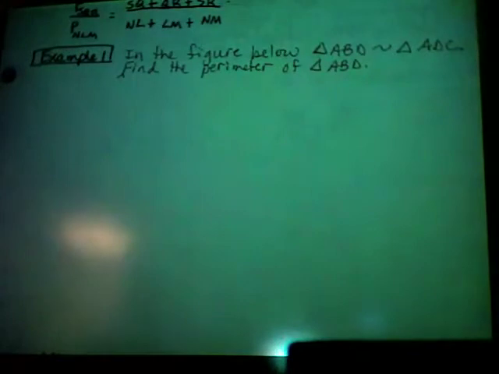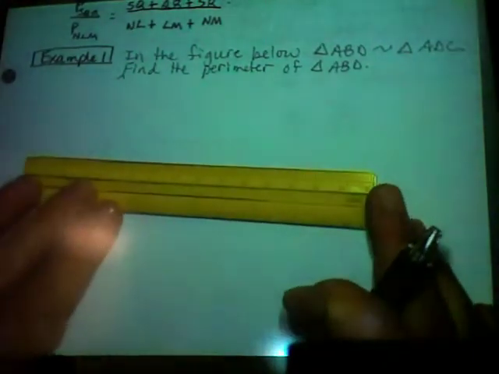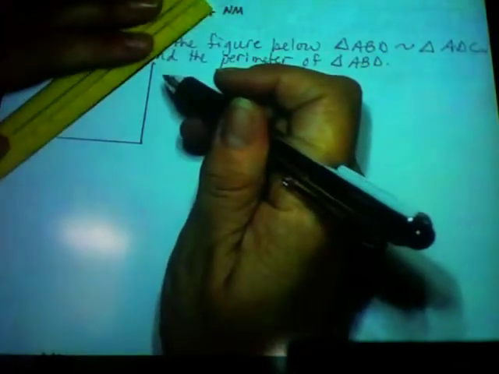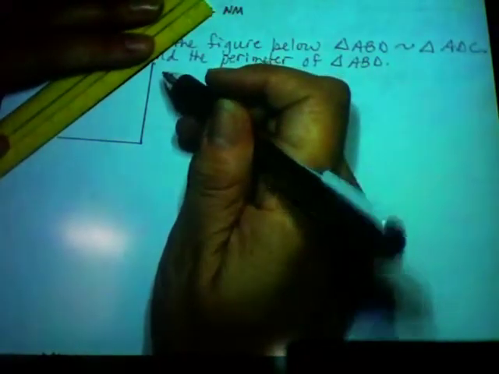You have to draw a picture to go with this. So it says in the figure below. So here's your figure. You cannot assume that this is a right triangle unless you're told. Some of you were assuming that on your quiz that you took.